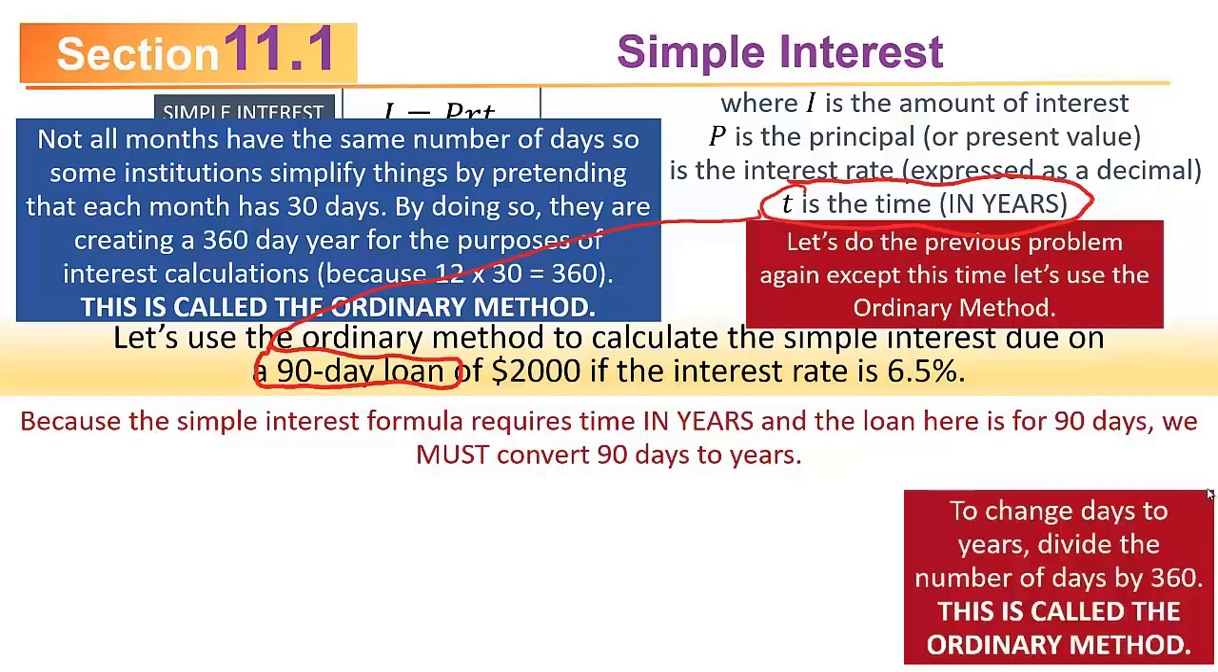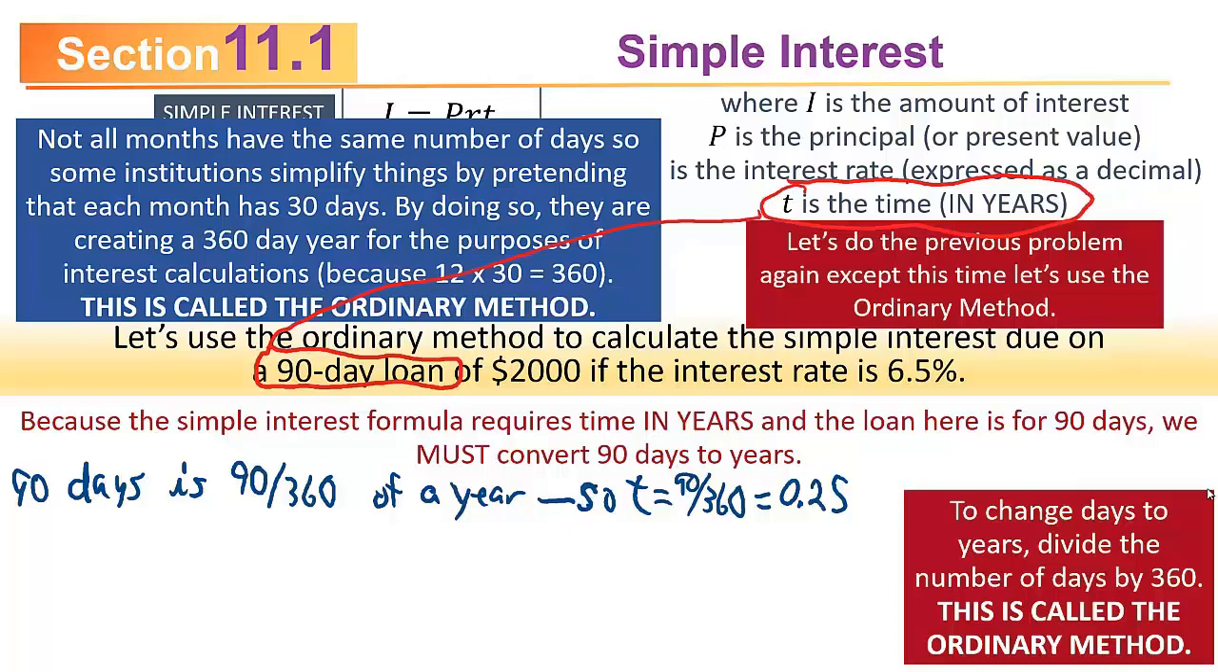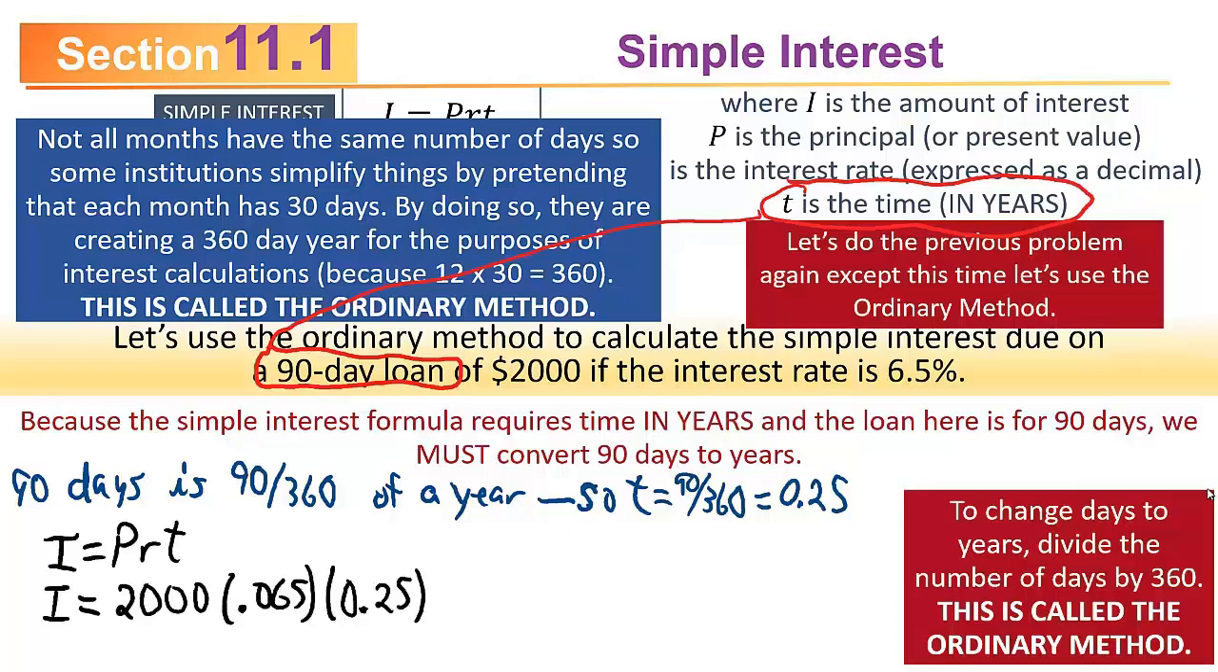I'm doing the ordinary method here, so I want to divide by 360. So 90 divided by 360 comes out to be 0.25. Otherwise, the calculation is exactly the same. P is 2,000, R is 0.065, and now T is 0.25. If you multiply those three numbers together, you get $32.50. So now you owe the bank $32.50 if you're calculating using the ordinary method.